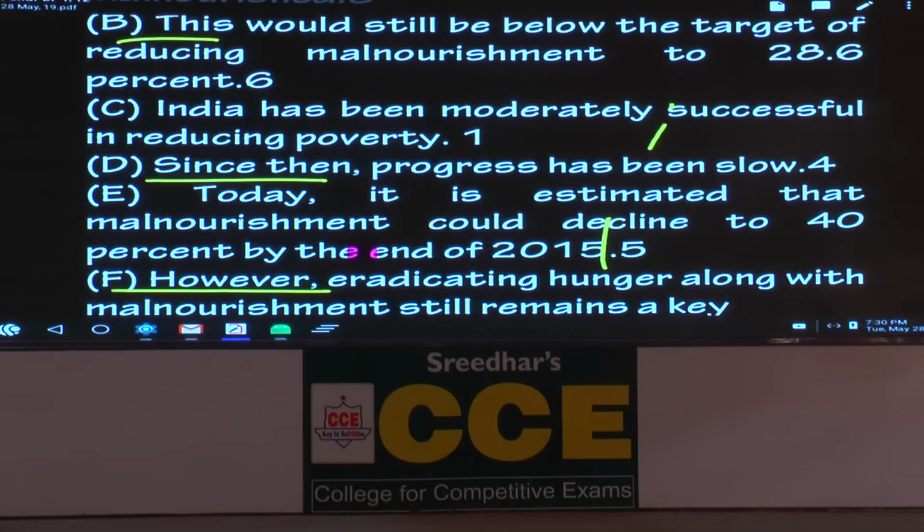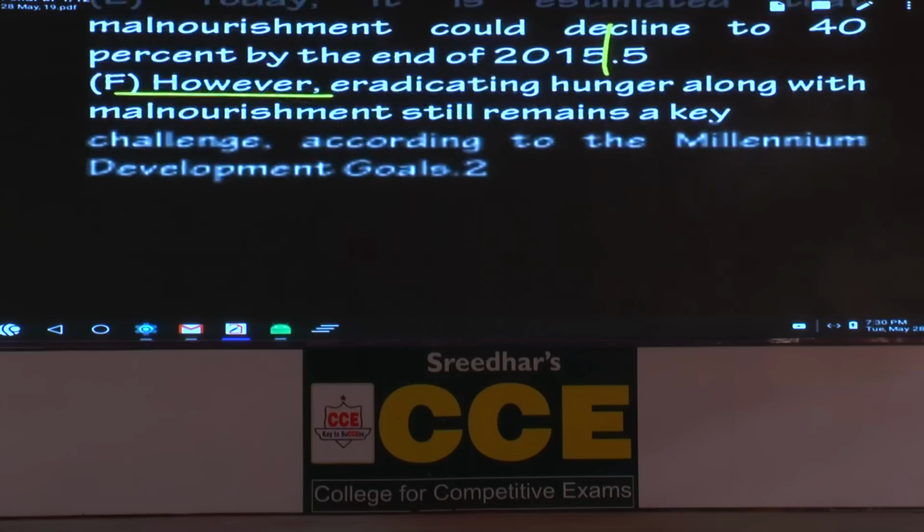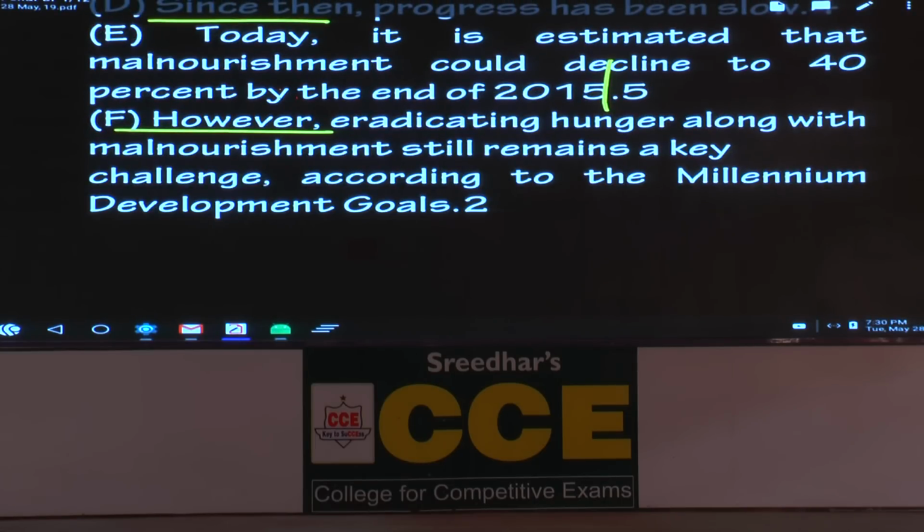Now, what could be the second sentence? Not A. F is the second sentence. Please go to F. However, eradicating hunger along with malnourishment. So, poverty has two dimensions. Please underline the words hunger, also underline malnourishment. However, eradicating hunger along with malnourishment still remains a key challenge according to the Millennium Development Goals.